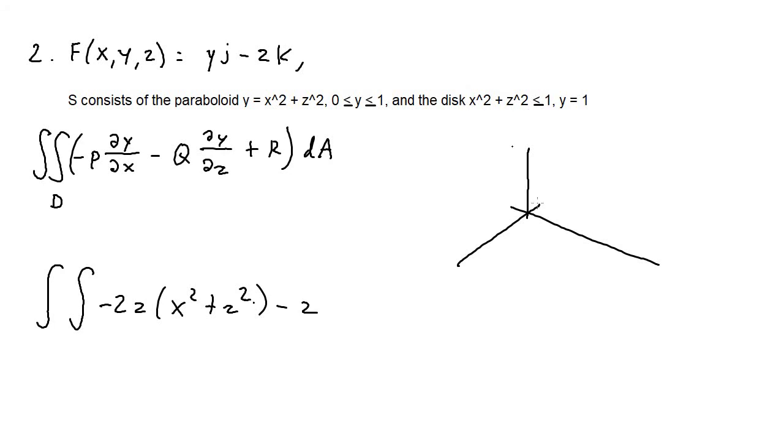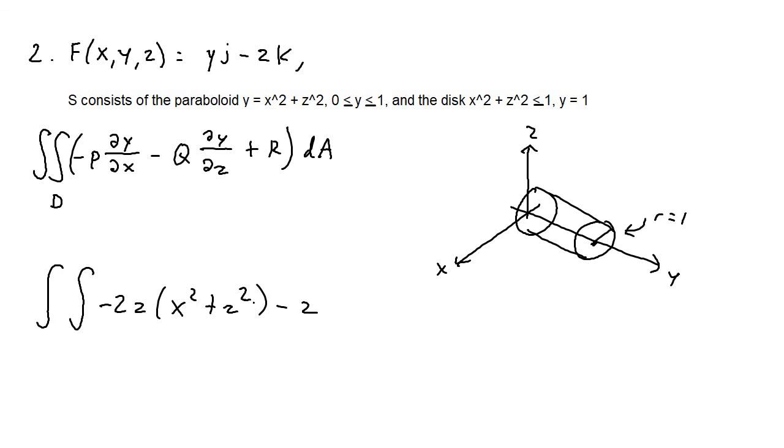Since the y variable is missing, the cylinder is going to be on the y-axis. So if I go ahead and graph this out, x, y, z axis, the cylinder is basically going to be on the y-axis, and it's going to have a radius. Well, the radius squared is 1, so the radius is just going to be 1 as well.